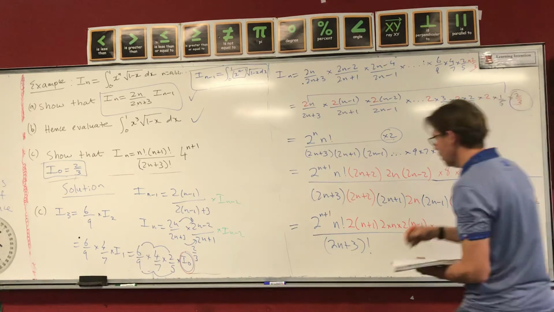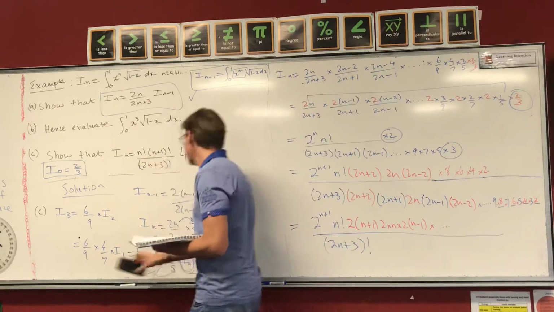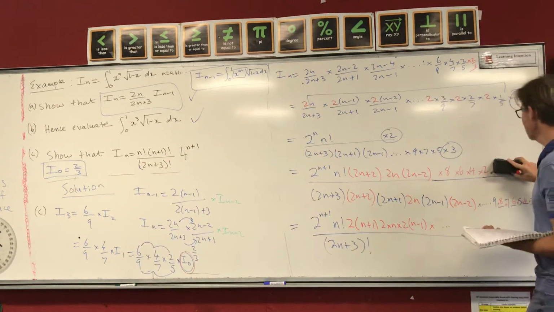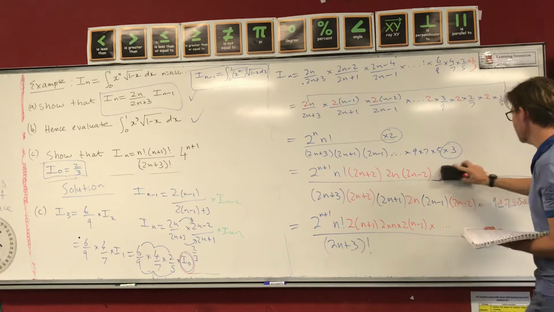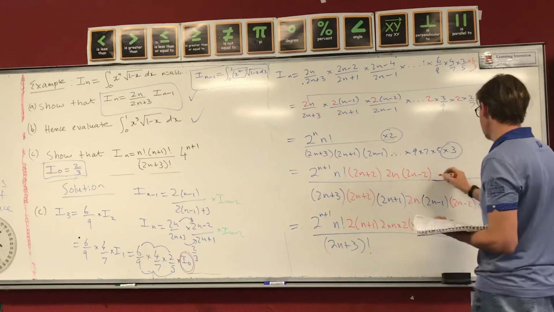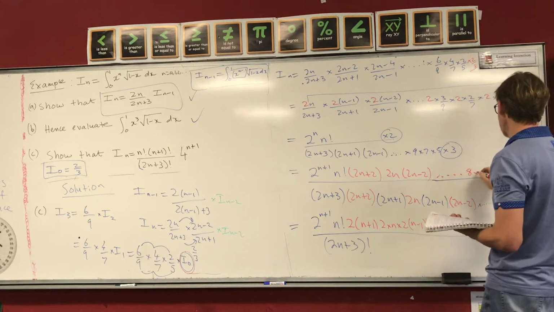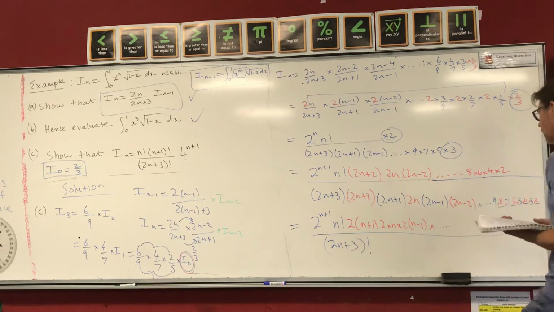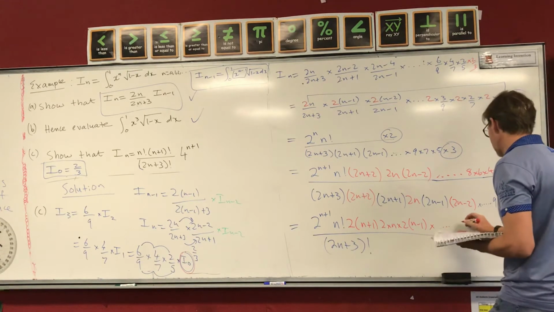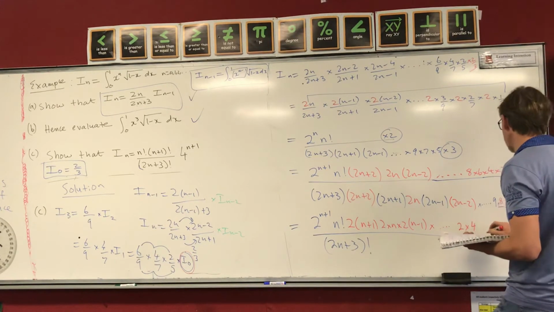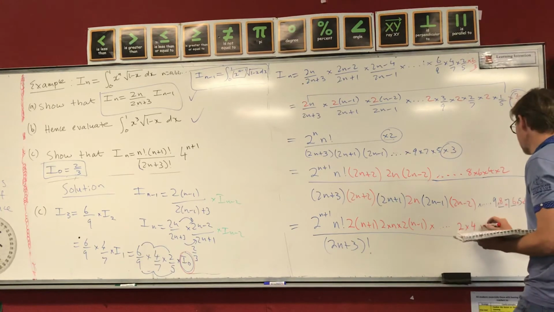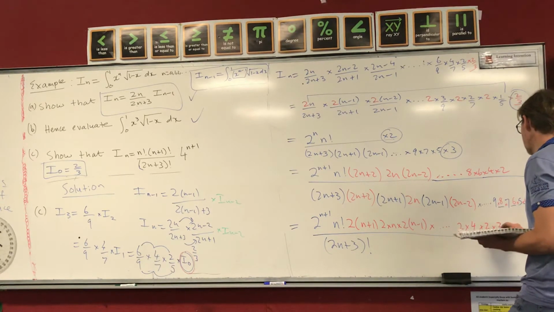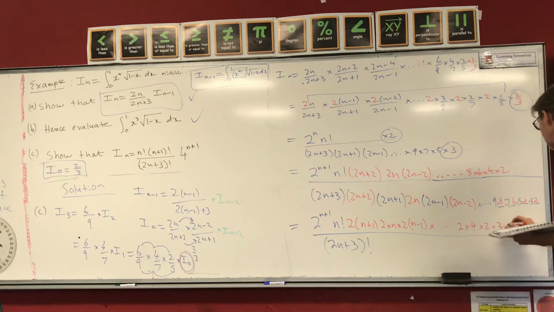I've just realised, almost made it without making a mistake. That's 8, 6, 4, 2, but obviously there's other terms in between, isn't there? So that's 8 times 6 times 4 times 2. That's better. So then I'm going to have 2 times 4, which is the 8, times 2 times 3, which is the 6, times 2 times 2, which is the 4, times 2. So a lot of 2's there.